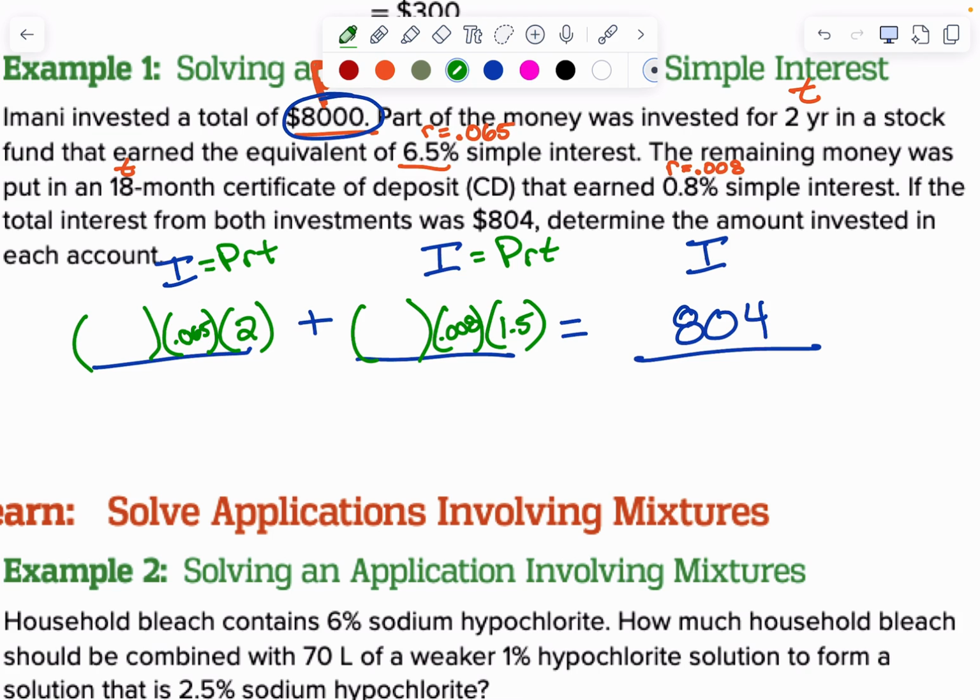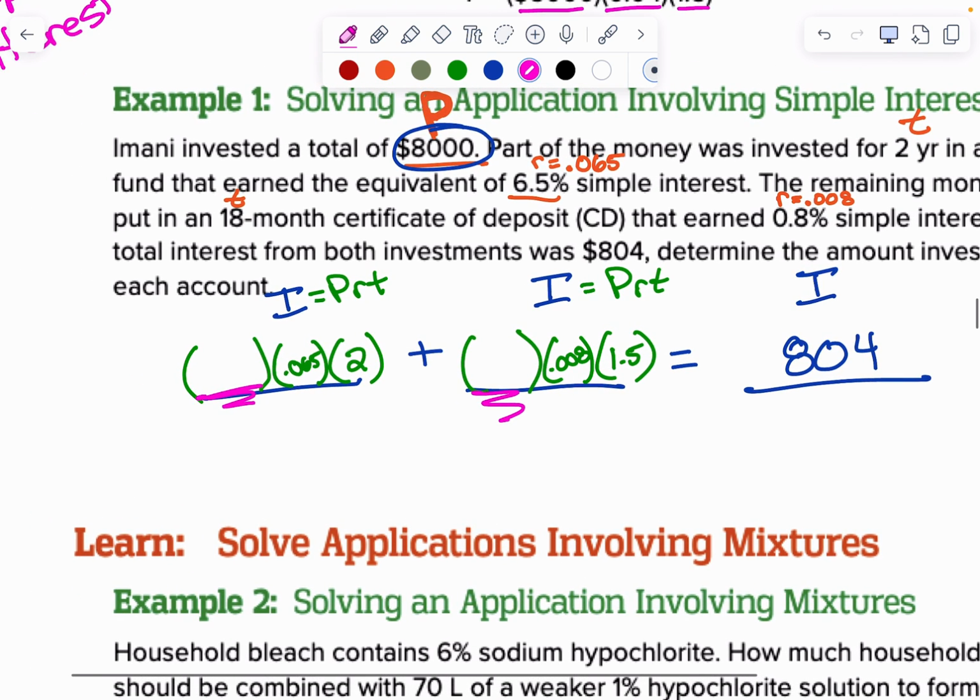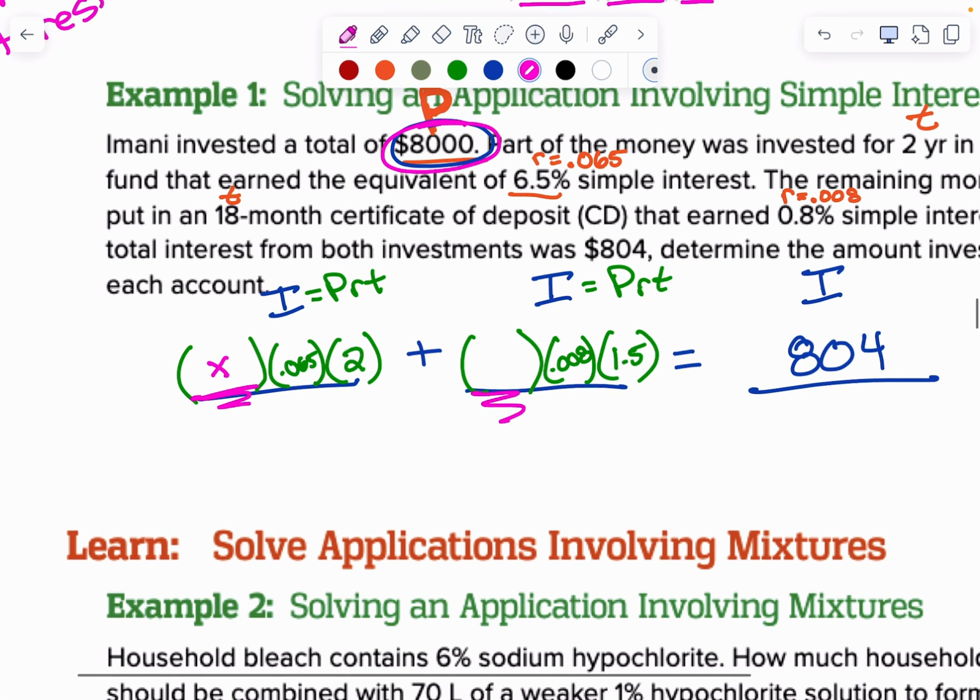Yeah. Now here's the tricky part. I don't know what principal I'm putting here and what principal I'm putting there. No clue. But I do know that they both have to add up to be 8,000, right? So let's say I'm putting X amount here. How much am I putting here? Because X and X would mean they're both the same, right? Let's say I put 2,000 here. How much am I putting here? 6,000, because what'd you do?